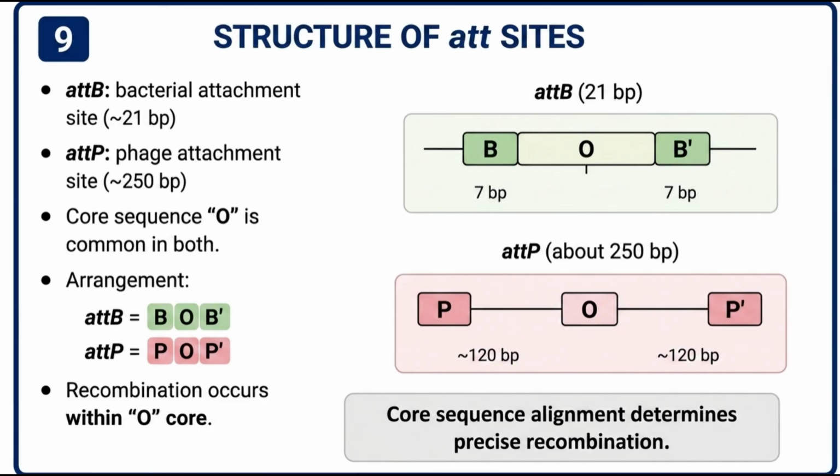The attachment sites involved in lambda recombination possess defined structures. attB is the bacterial attachment site and is relatively small, approximately 21 base pairs long. attP is the phage attachment site and is much larger, around 250 base pairs. Both sites contain a common core sequence called O. Their organization is attB equals BOB prime and attP equals POP prime.